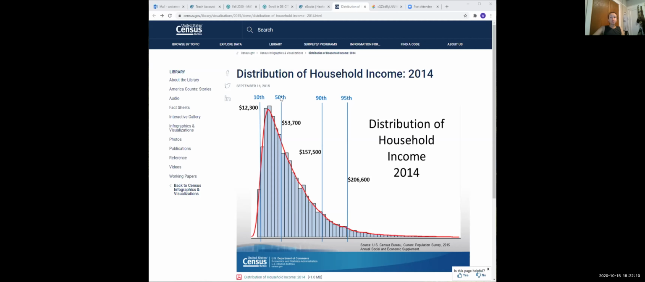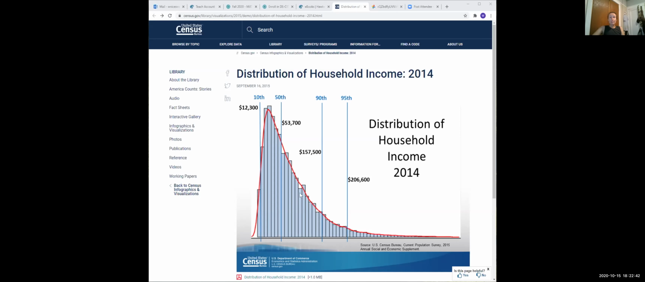And even then, if the median is $53,000, you see that there's still a large number of people making less than $12,000 a year, to people making $150,000 a year. There's half as many people making $150,000 a year as there are making $12,000 a year. Okay. So that's kind of how we interpret the data like this. Just the mean is not enough information.